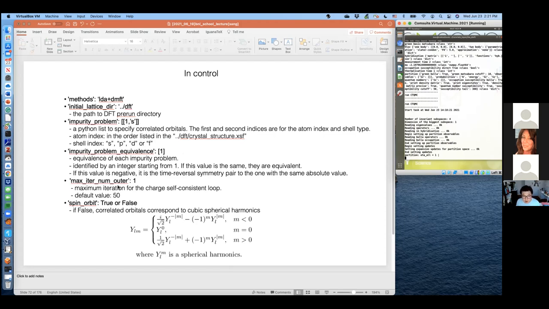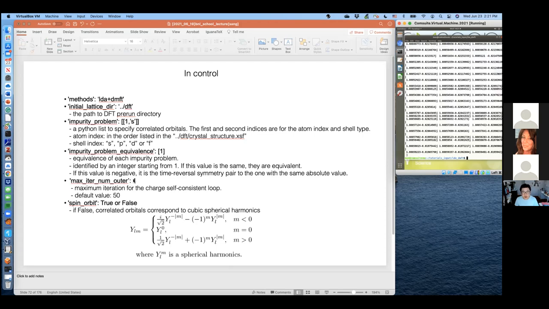so that using the negative number, you can treat the anti-ferromagnetically ordered phase calculation. And for the maximum number of iterations, I just put one here to reduce computational cost, but the usual default choice is 50. And in my case, our LDA plus DMFT run has already finished. So I hope that you also get the answer soon.